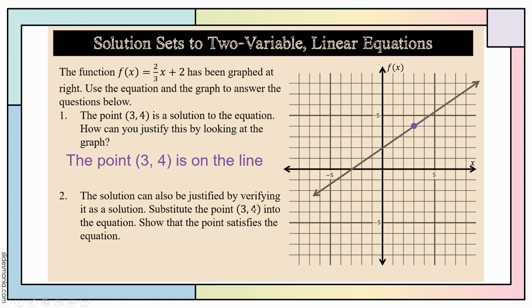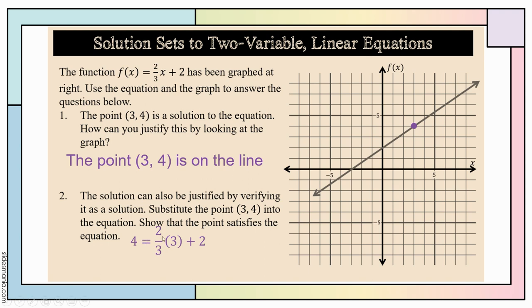Now let's also show that it satisfies this equation by substituting it in. So we're going to put 3 for x and then 4 for y, or f of x. It gets flip-flopped from the way it's written in the ordered pair. X is on the left and y is on the right, but in the equation, y is on the left. So we flip-flop that. Make sure you're substituting the right number for the right variable.